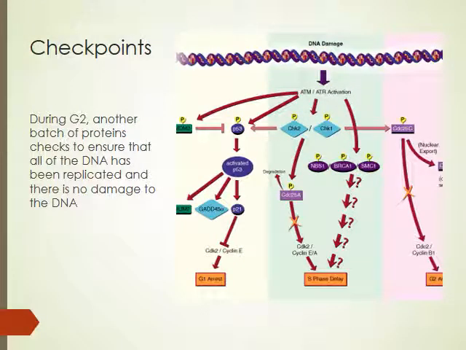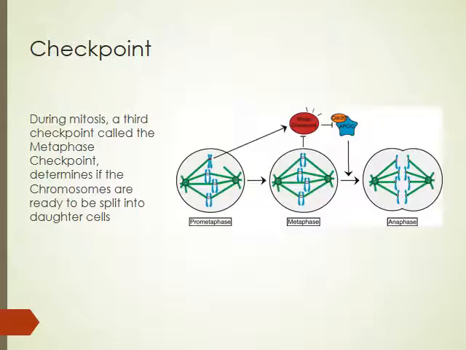We get to G2, and we get another batch of proteins. They're primarily concerned with, how's the DNA doing? How are the instructions? Do I need to revise anything? And then during the third checkpoint, we're checking to see if the chromosomes are connected and ready to be pulled apart. If any of these checkpoints fail, there are critical errors that will occur for the human.